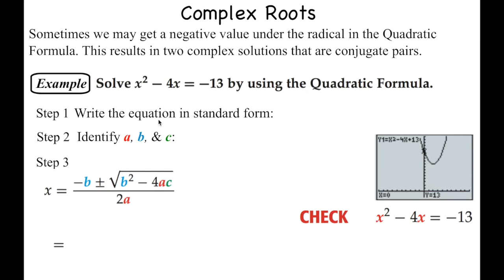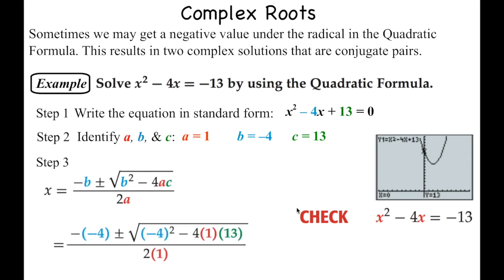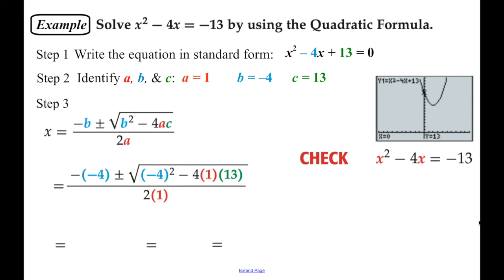So here's another example. Standard form means we add the 13 to both sides. A is 1, b is negative 4, c is 13. Plugging it into the quadratic formula, we have this. And then go ahead and simplify that. We get 4 plus and minus the square root of negative 36 under the radical.